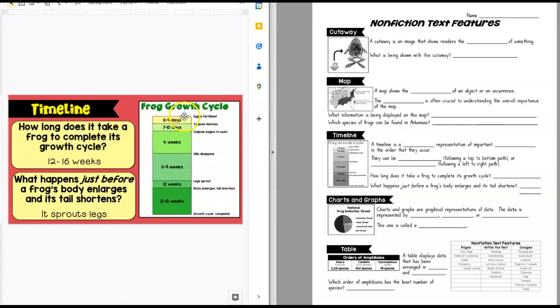So that we start at the top on this one and read down. What happens just before a frog's body enlarges and its tail shortens? Well, we find it over here. We say, oh, it sprouts its legs.